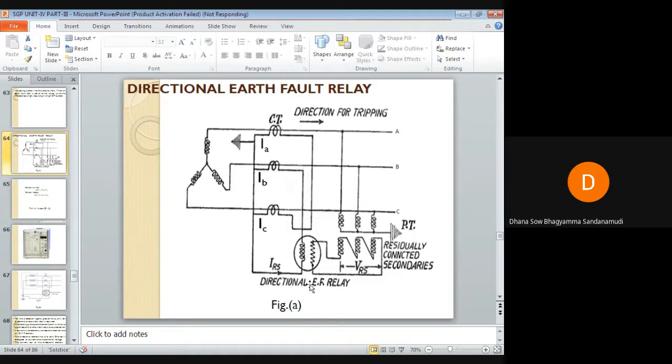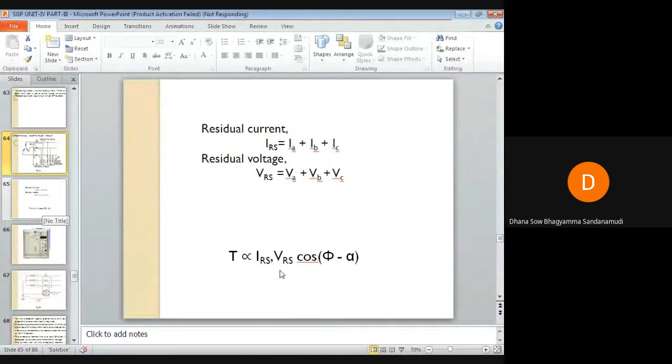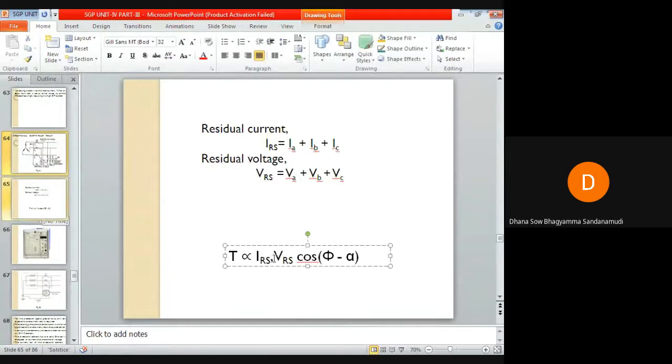The residual current, IRS, is given to the current coil, and the VRS is given to the voltage coil. Hence, the torque that is induced will be proportional to IRS into VRS into cos of phi minus alpha, where phi is the angle between IRS and VRS, and alpha is the angle of maximum torque.